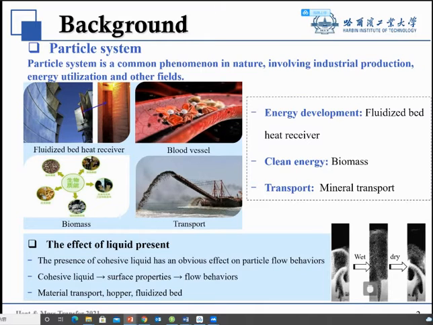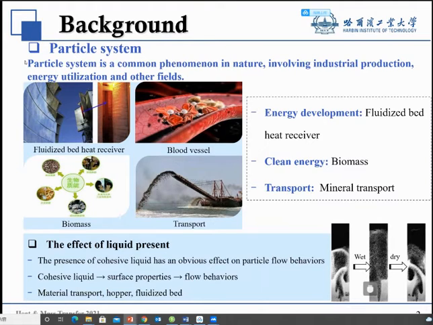Okay, the first part I will introduce is the background of my investigation. Before I introduce the background, we can have a look at the layout of the page. At the top of the page, I write down the background, and here the subtitle, particle system. Because for the background, I will introduce different sections, so I should tell the listeners which part I will introduce. So I write down the subtitle. For the first page, I write down the particle system because this is the subject I want to introduce for this page.